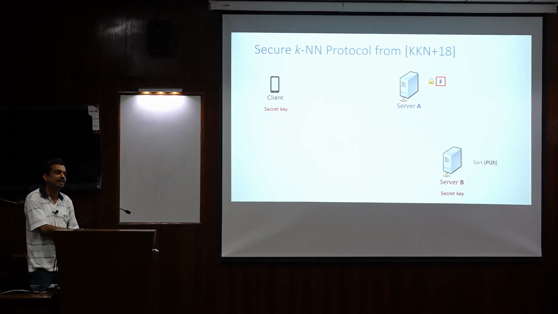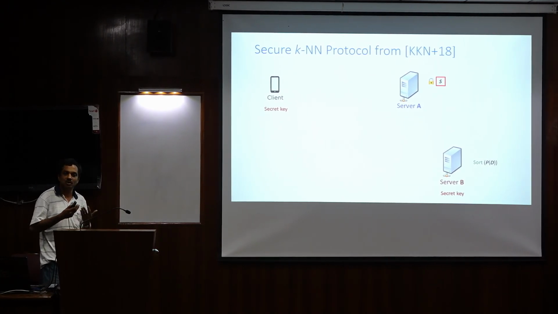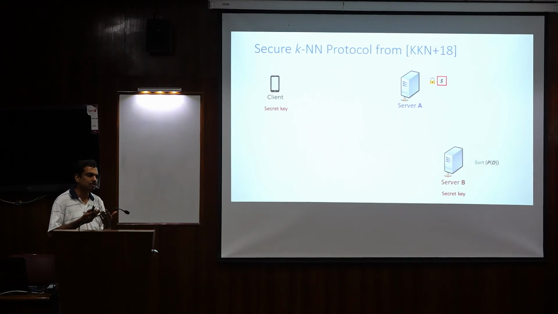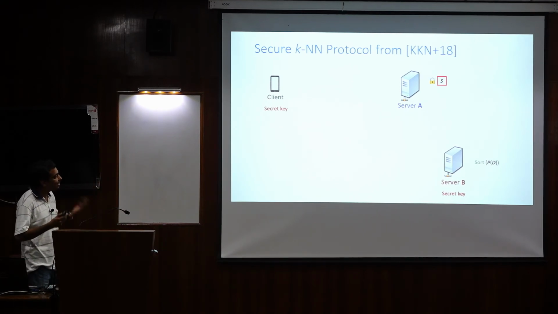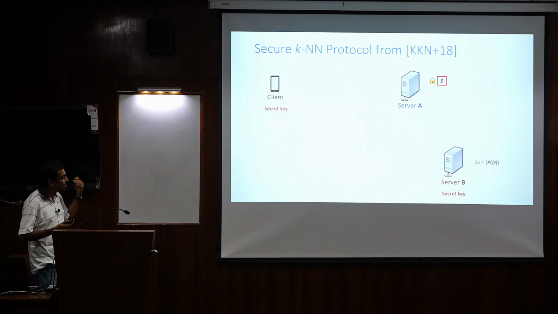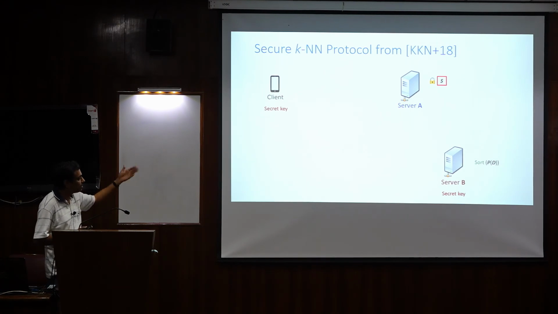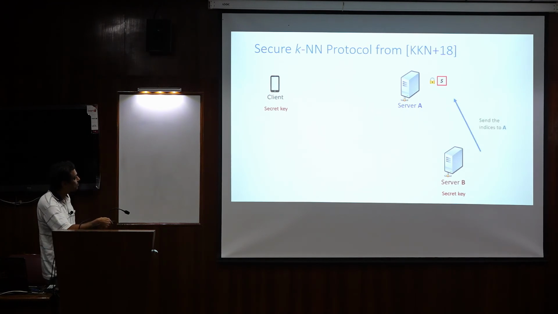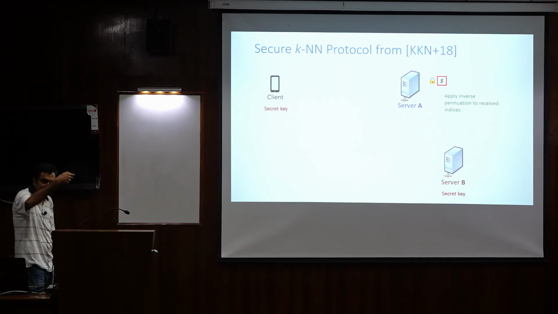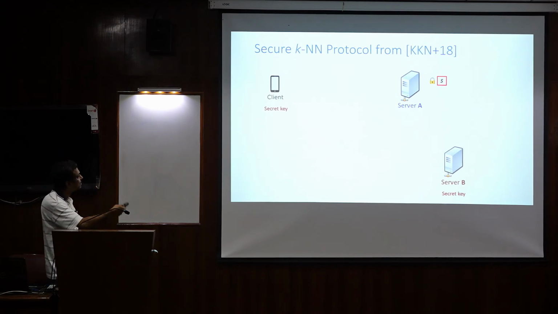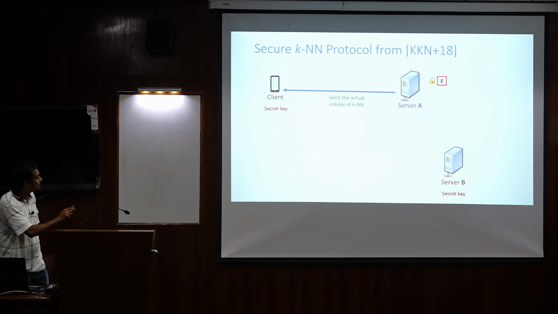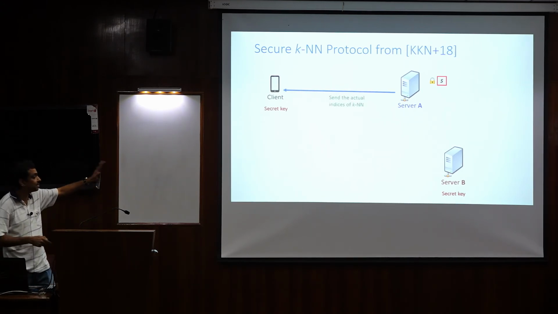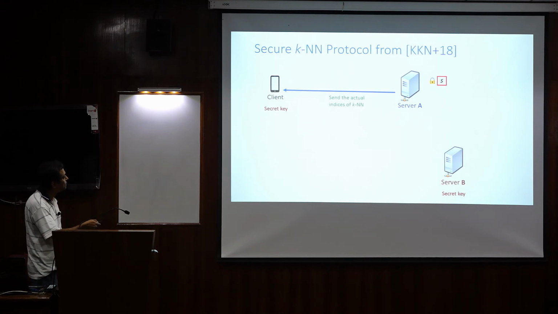The whole point here is that homomorphic sorting is a fairly slow process at this point in time, and therefore server B will be able to efficiently sort in the clear. Once it sorts, it computes the indices of the sorted values and sends the indices to A, and then A will be able to apply the reverse permutation of the indices and send the results back to the client. So this is the setting that was presented by the KNN plus paper.